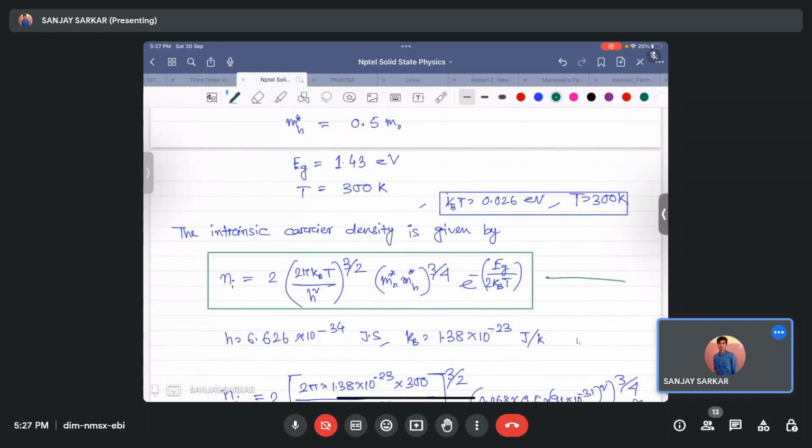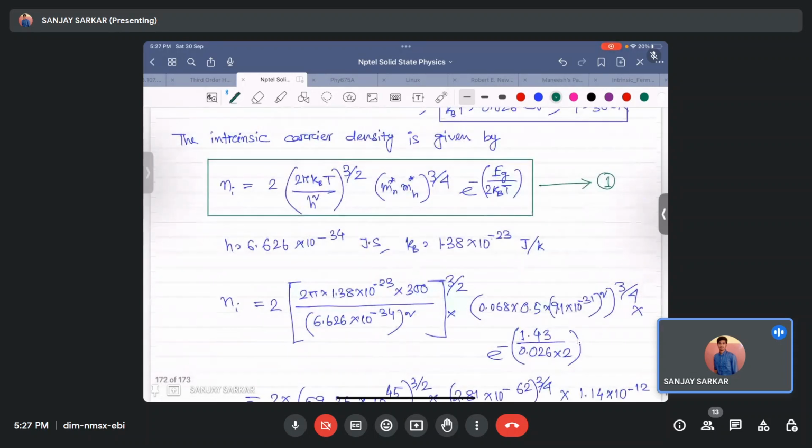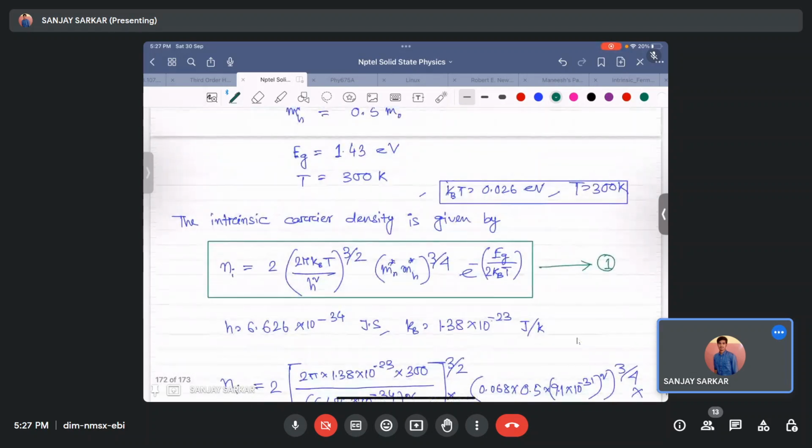So let's say this is equation 1, this is equation 2, and note this value also, that for 300 Kelvin kBT is 0.026 electron volt. If you know this, then you can use it in any problem. You do not need to calculate it, you just use this value.